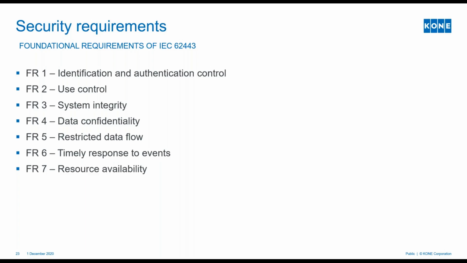The security levels work in a way that to reach a certain security level, you must fulfill all requirements under, for example, one foundational requirement. So you cannot just pick one and say that, hey, I have this particular requirement that fulfills the higher security level, but the others don't. To be compliant with the standard, you need to fulfill all requirements, all sub requirements, for each of these foundational requirements.